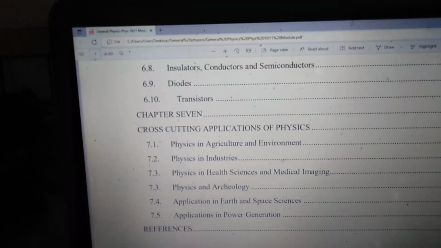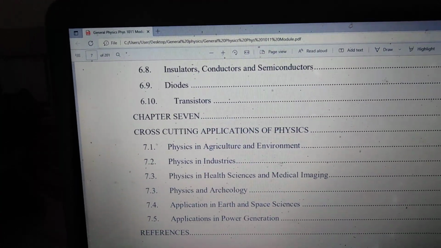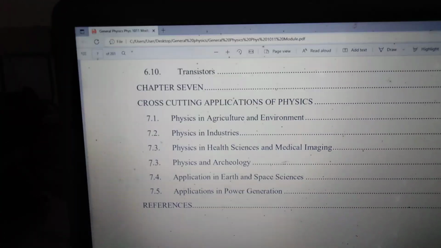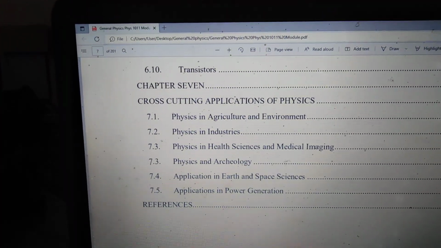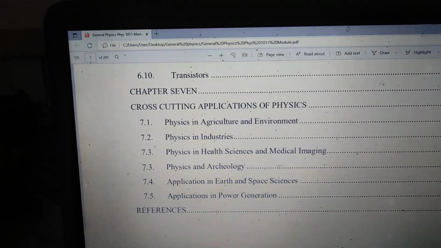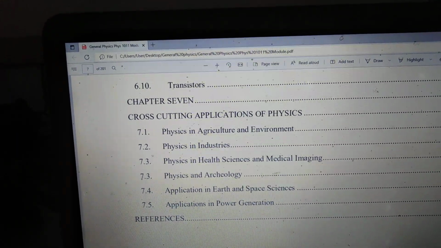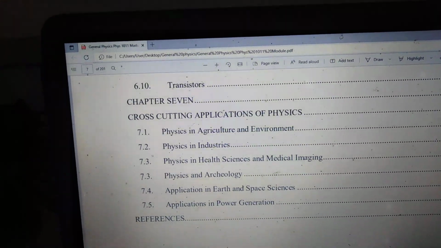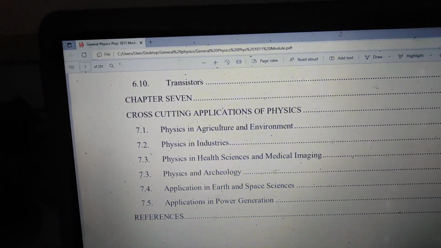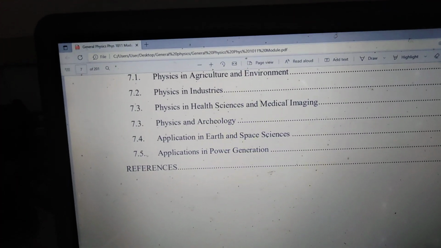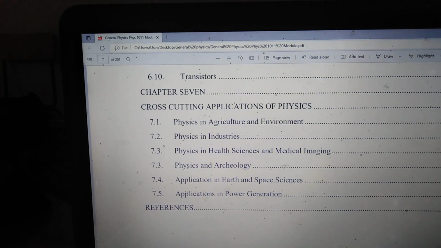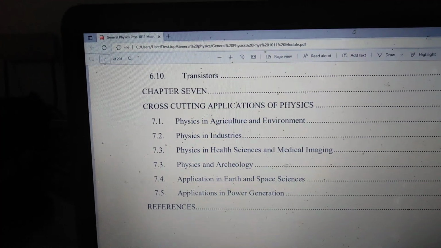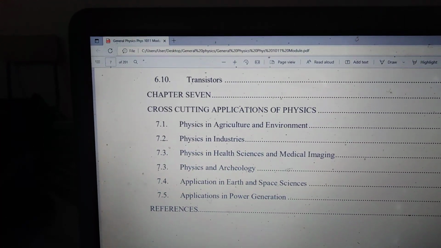The next is chapter 7, cross-cutting applications of physics. You know, physics has many applications in different areas: physics in agriculture and environment, physics in industries, physics in health science and medical imaging, physics and archaeology, applications in earth and space science, and applications in power generation. So under this general physics course, we'll see these 7 chapters.